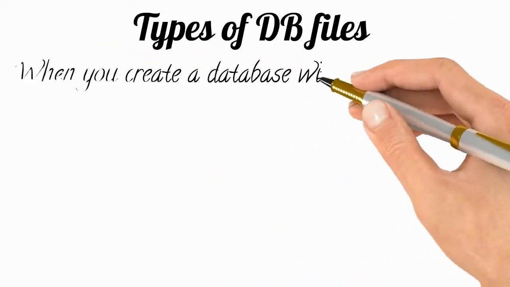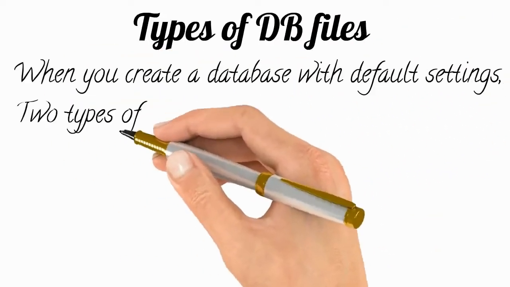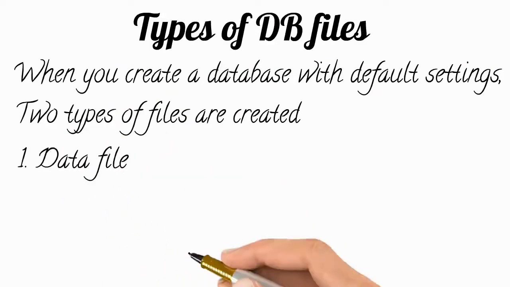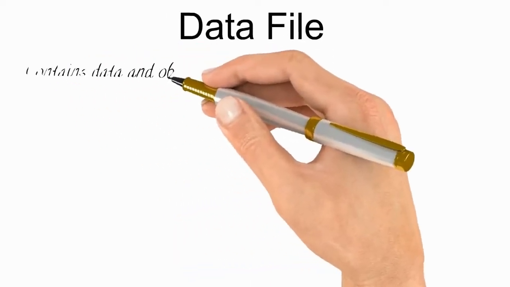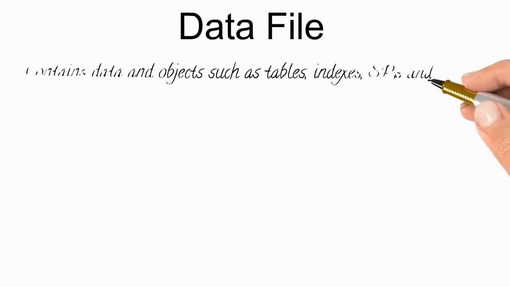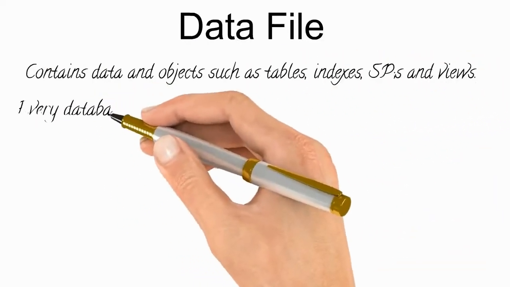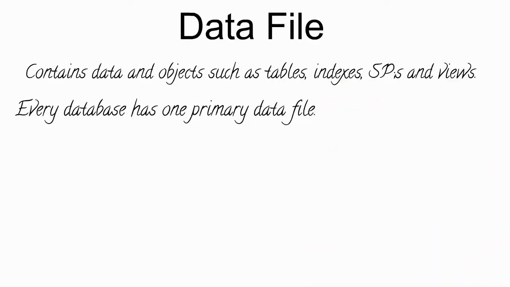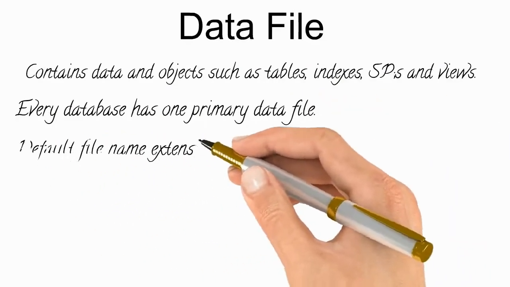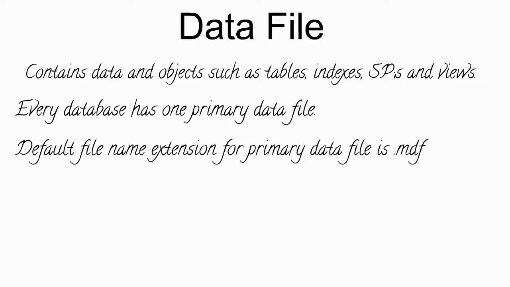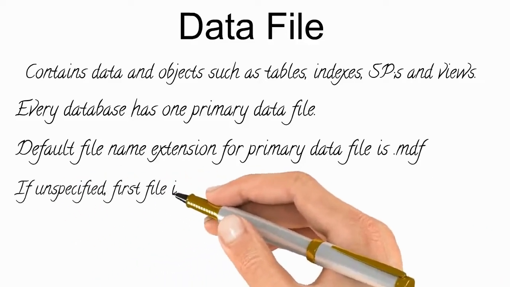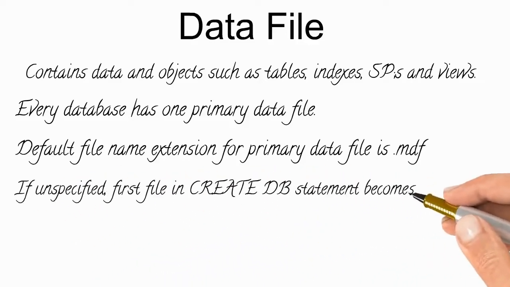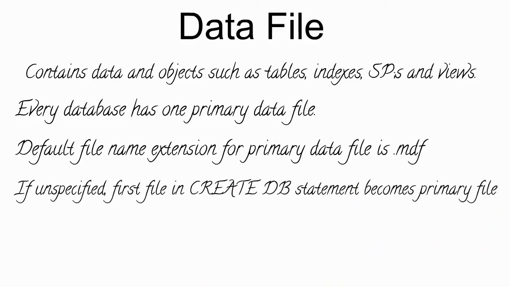When you create a database with default settings, two types of files are created: data file and log file. What is a data file? It contains data and objects such as tables, indexes, SPs and views. Every database must have at least one primary data file. The default file extension for the primary data file is .mdf. If the primary data file is unspecified, then the first file in the CREATE DATABASE statement becomes the primary file.